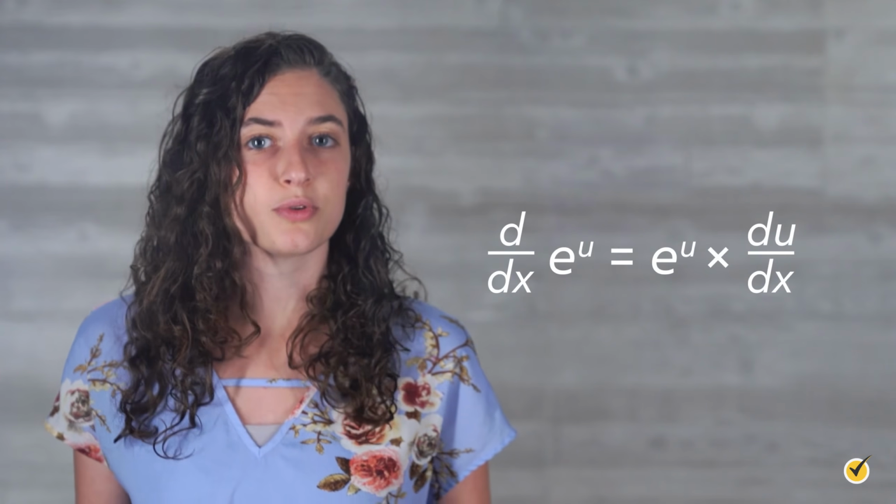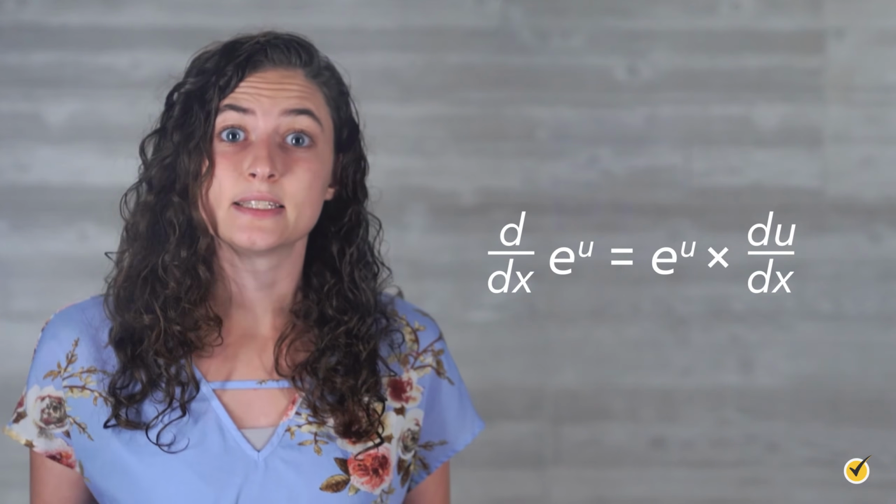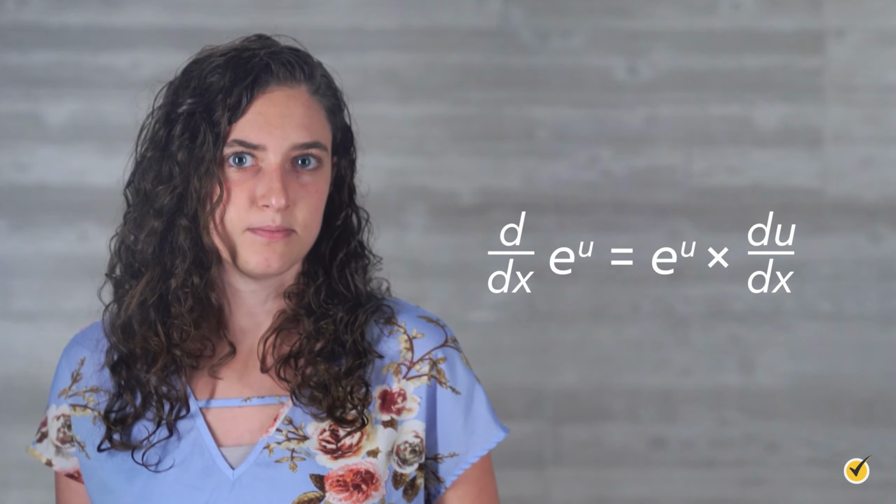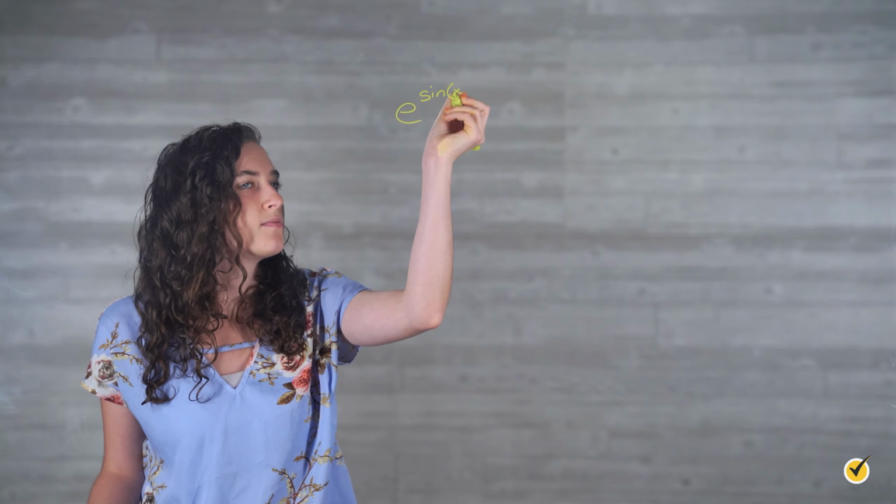A lot of derivative problems involving the natural exponential function require the use of the chain rule, which by now you should be plenty familiar with. Whenever a function appears in the exponent above e, use the formula the derivative of e to the u is equal to e to the u times the derivative of u with respect to x. For example, we can find the derivative of e to the sine of x by using the chain rule.